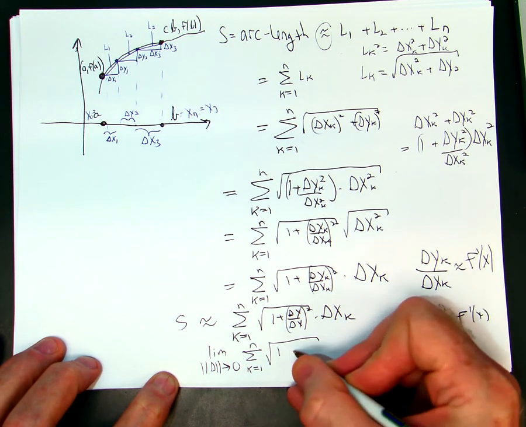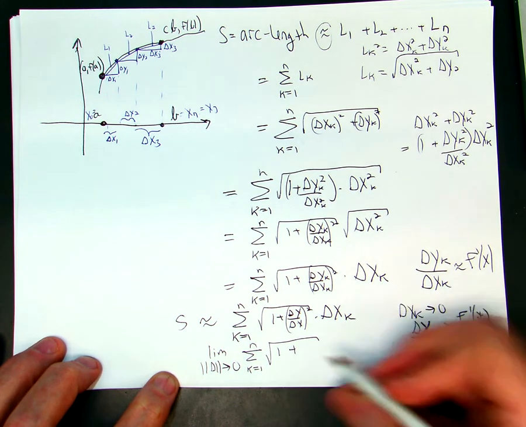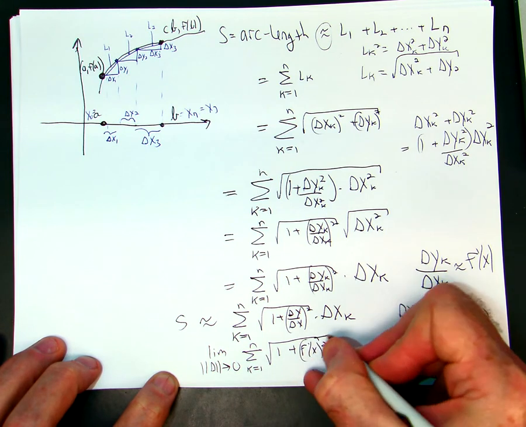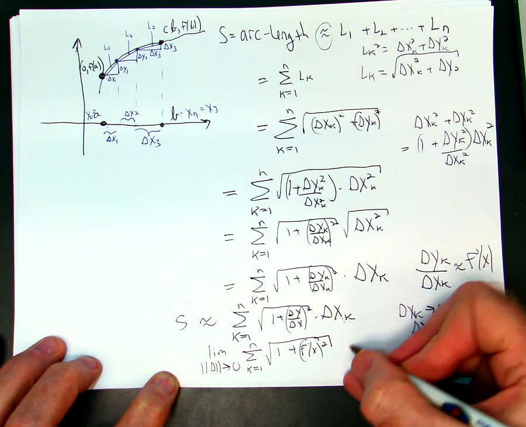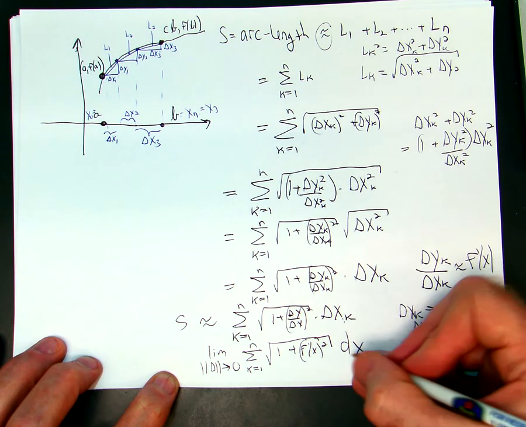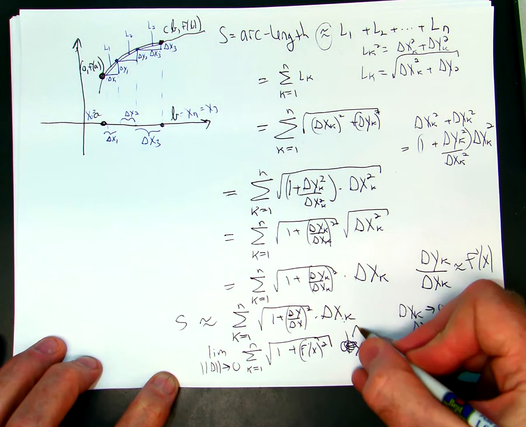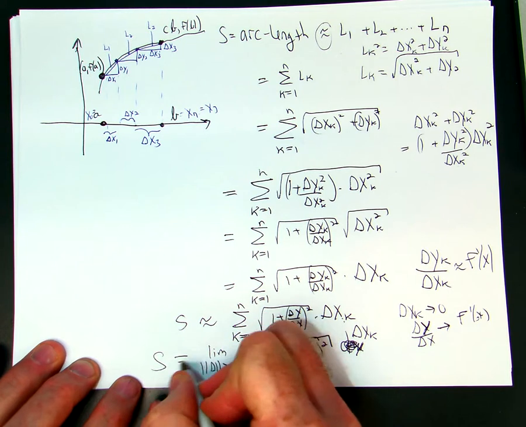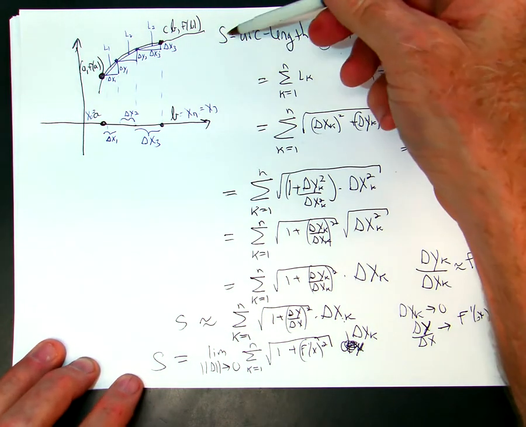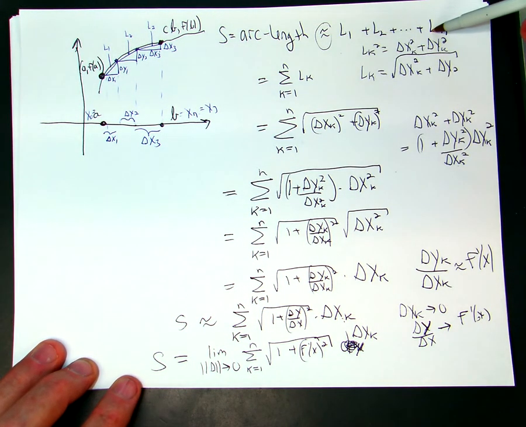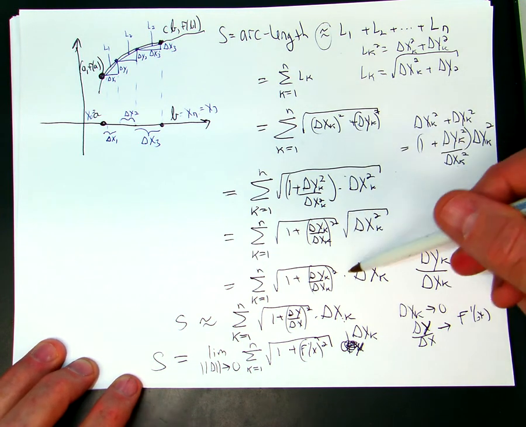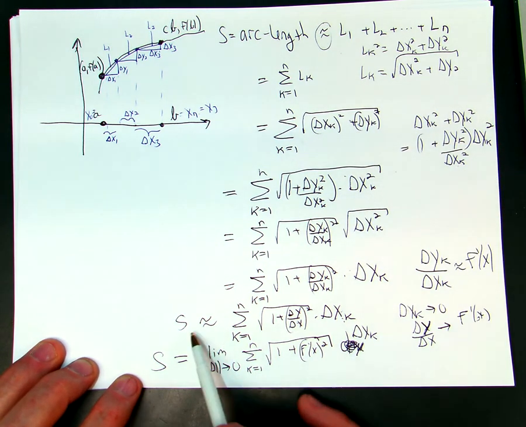So I take my limit as the biggest delta x goes to 0. I get a 1 here. That becomes f prime of x squared. And you know from past experience that this becomes dx. I'm sorry, stupid me, that's still delta xk. Okay. So basically what I'm saying, I start off with s approximated by the sum of the hypotenuses. I go through the algebra here, so you can go over this again if you want. I get s as approximately this.